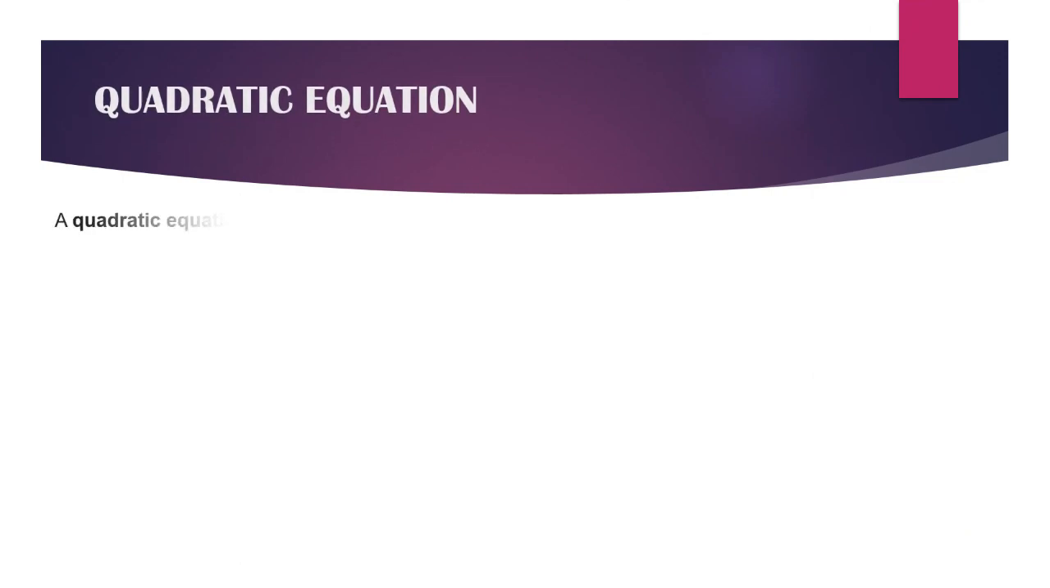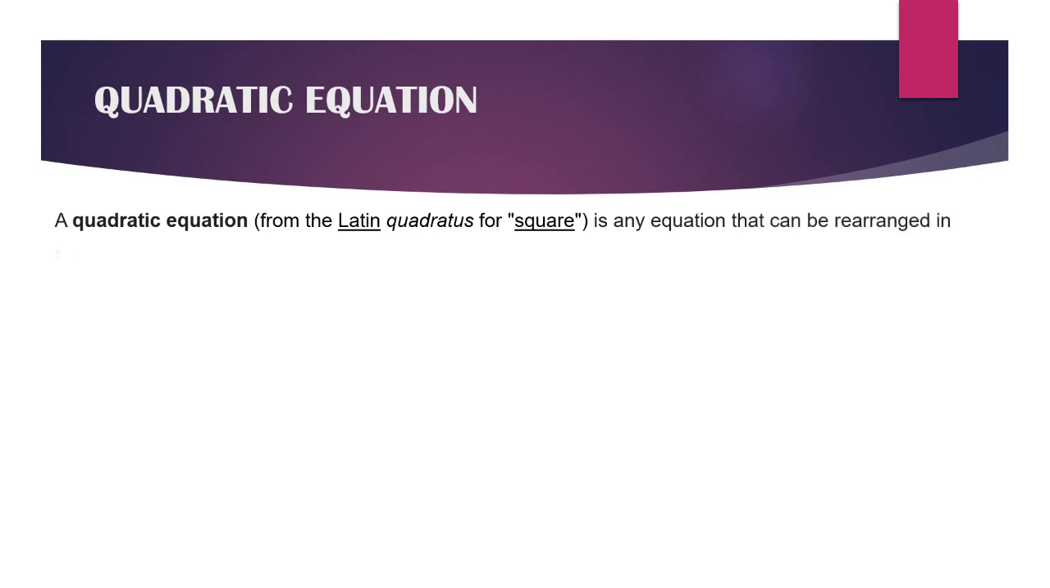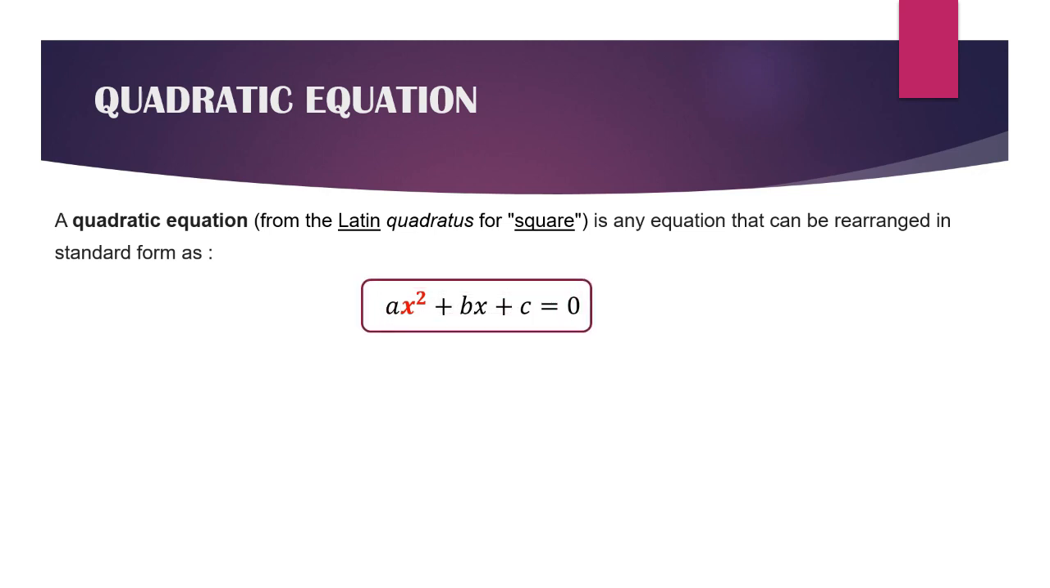Okay students, what is a quadratic equation? A quadratic equation is any equation that can be rearranged in standard form as ax squared plus bx plus c equals 0. So what are the properties we get from this equation? Students, x represents an unknown and a, b, and c represent known numbers where a is not 0.